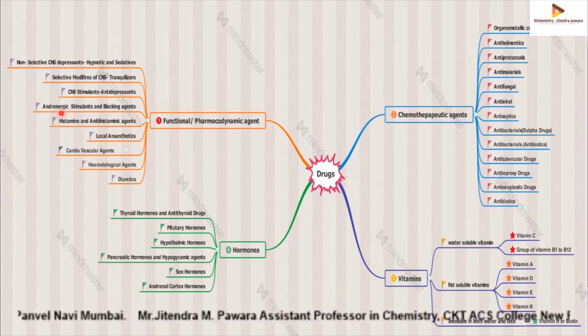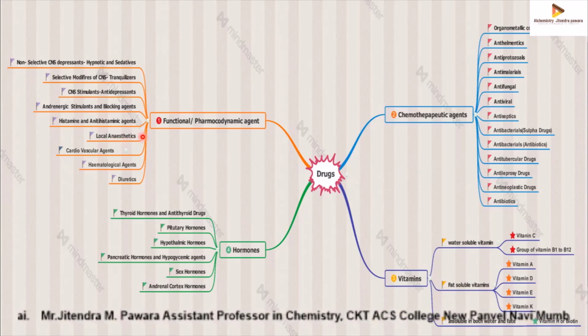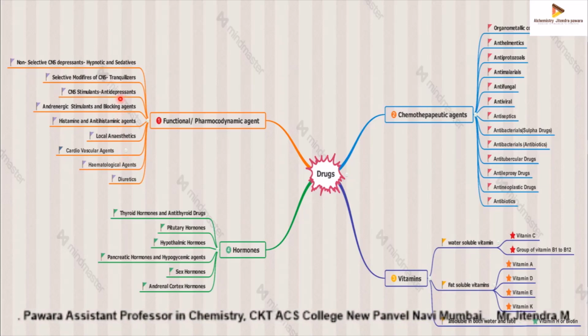Then another class, adrenergic stimulants and blocking agents, histamine and antihistaminic agents, local anesthetics, cardiovascular agents, hematological agents, diuretics. So these are the pharmacodynamic agents which act on various physiological functions of the body.